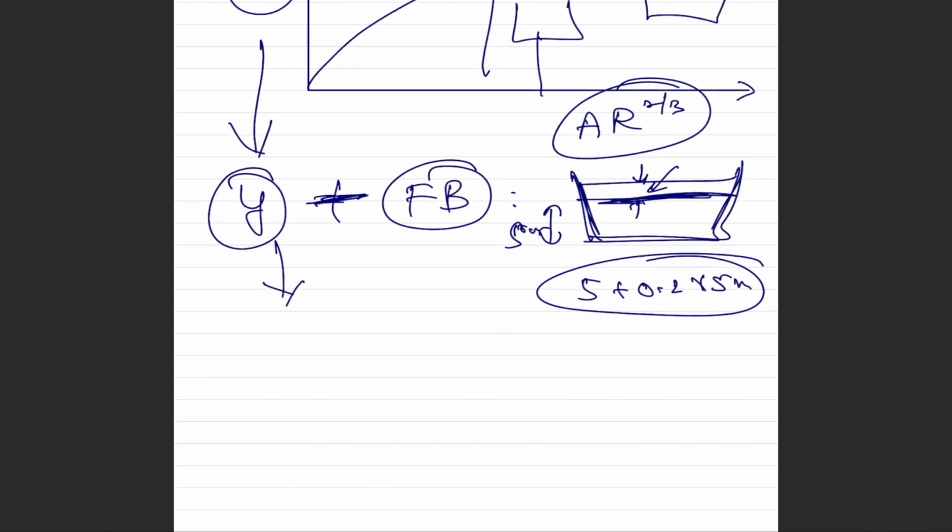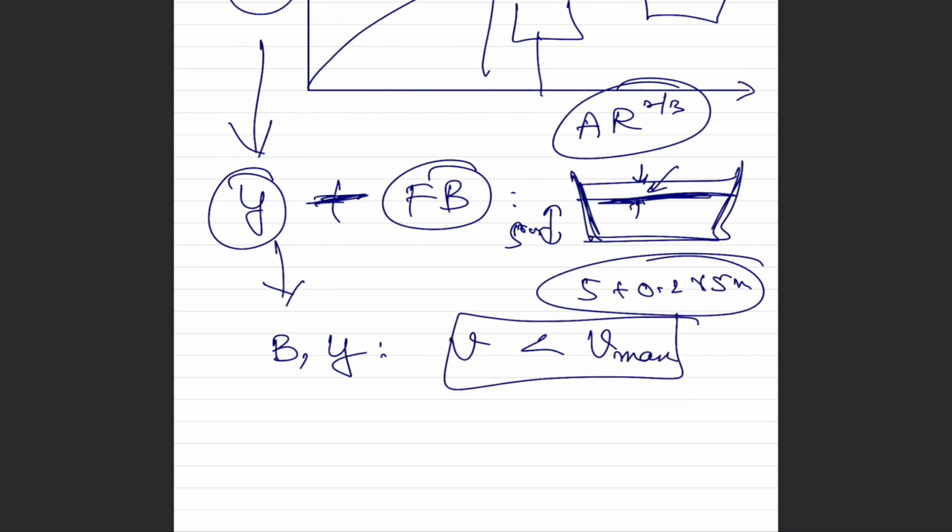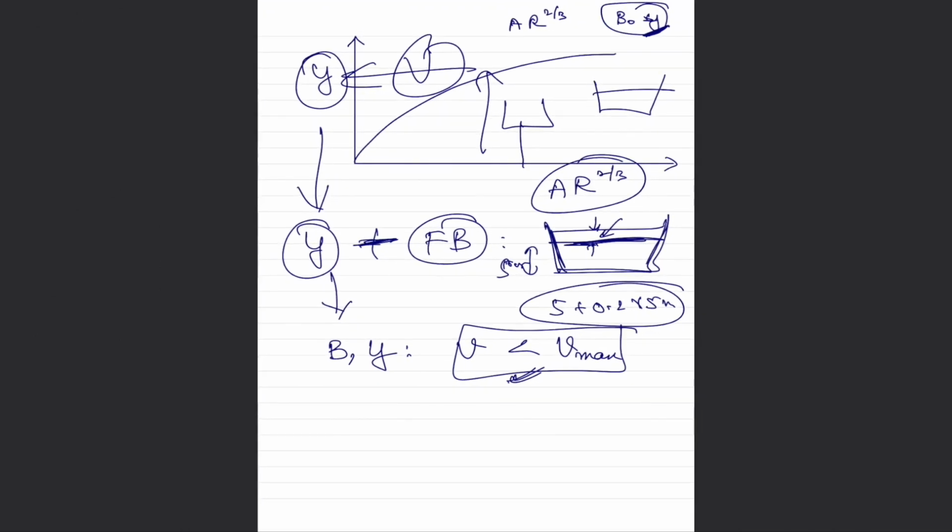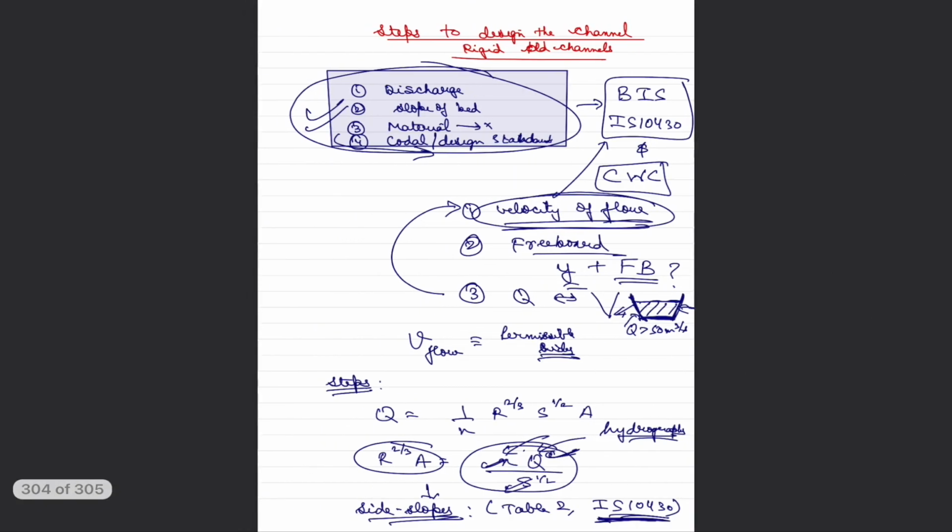But then what is one final step that is left? Once the entire cross-sectional properties are determined, that is, we know the width of flow, we know the depth of flow, we will calculate the velocity and apply the final check that velocity should be less than the maximum permissible velocity, which again is guided by the codal provisions. And once we have this, our design is complete. So with that, we try to put all the concepts together that we have learned and ultimately come up with the engineering design of a channel section.